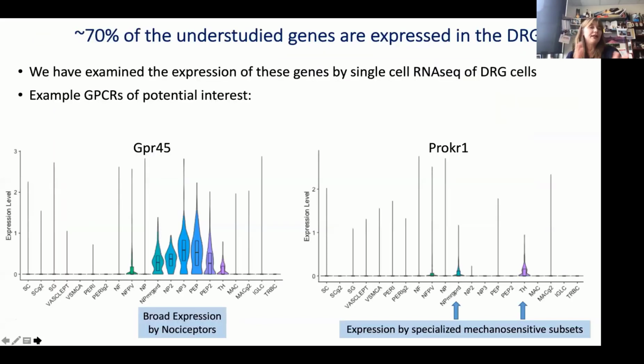I will skip this, but as an example, of these 328 proteins that the NIH put out there, we found that about 70 of them were actually expressed in the DRG. And so if you look at, for example, a potential GPCR of interest would be GPR45, but that's very broadly expressed. So we're less interested in that. But if we look at something like the prokineticin receptor 1, we could see that it's very specifically expressed by specific subsets of neurons. In this case here, that's a non-peptidergic so-called MRGPRD neuron.